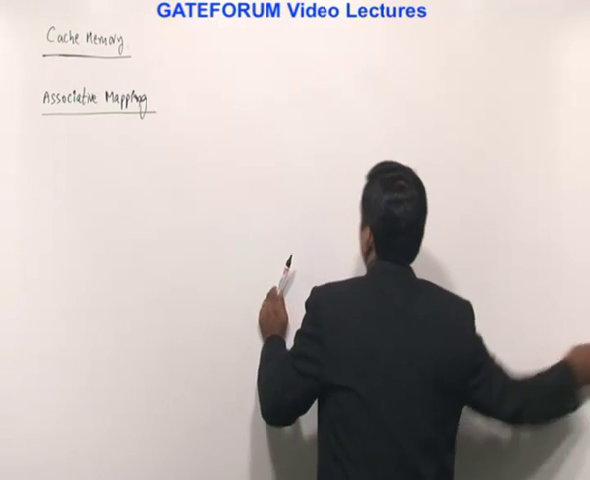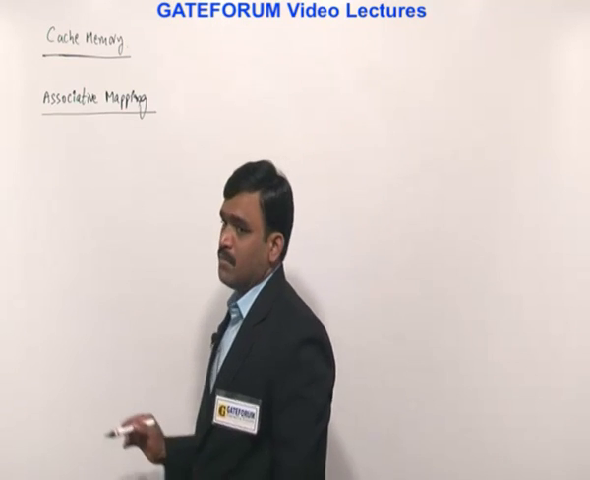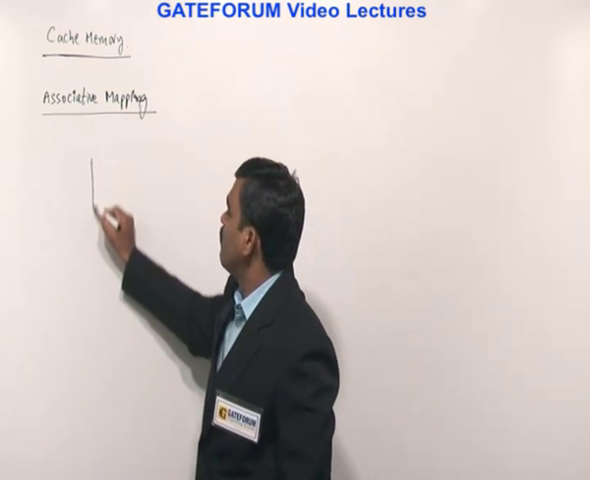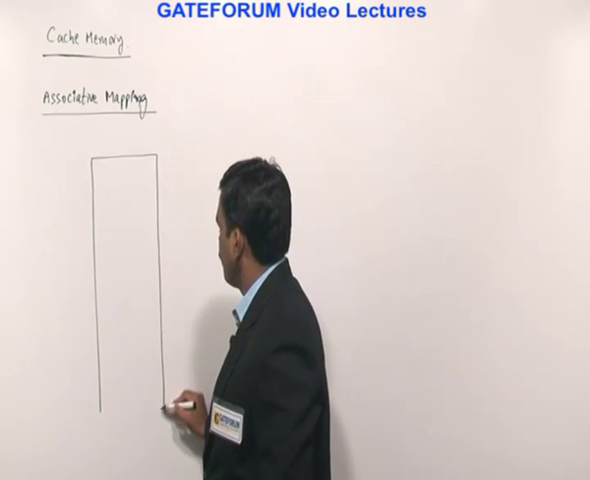In associative mapping, whenever a main memory data item is kept in the cache memory, it has to be stored along with its main memory address. I will tell you with the help of an example. That is what associative mapping is.